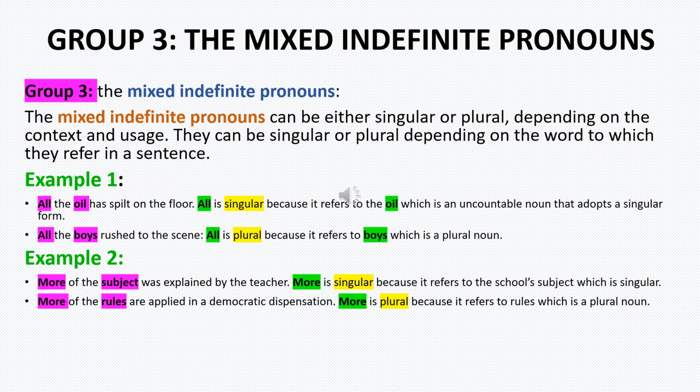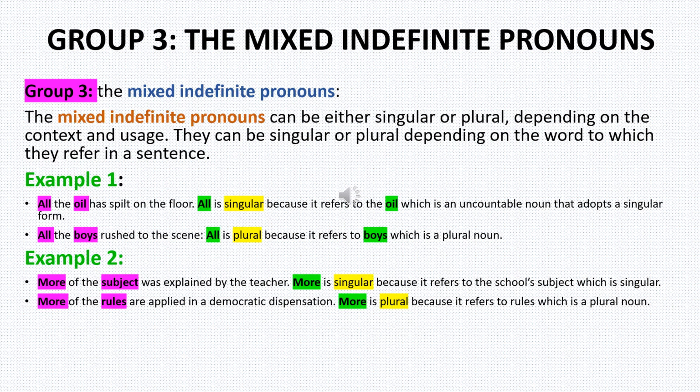Example 1. In the sentence, all the oil has spilt on the floor, all is singular because it refers to the oil, which is an uncountable noun that adopts a singular form. But in the sentence, all the boys rushed to the scene, all is plural because it refers to boys, which is a plural noun.